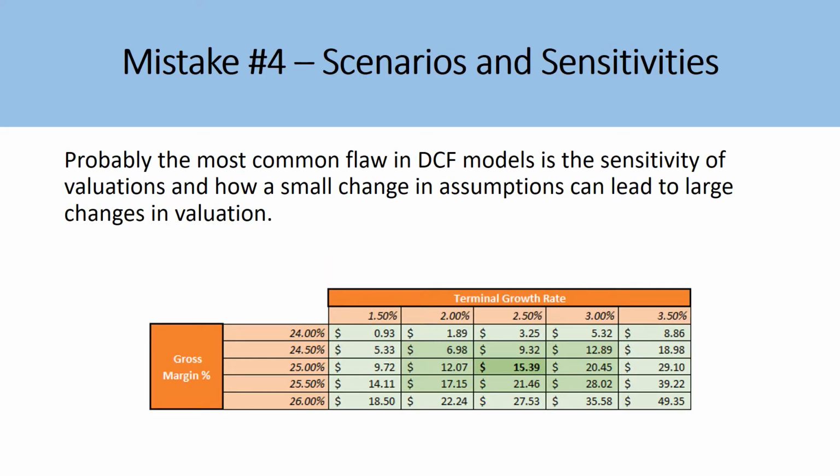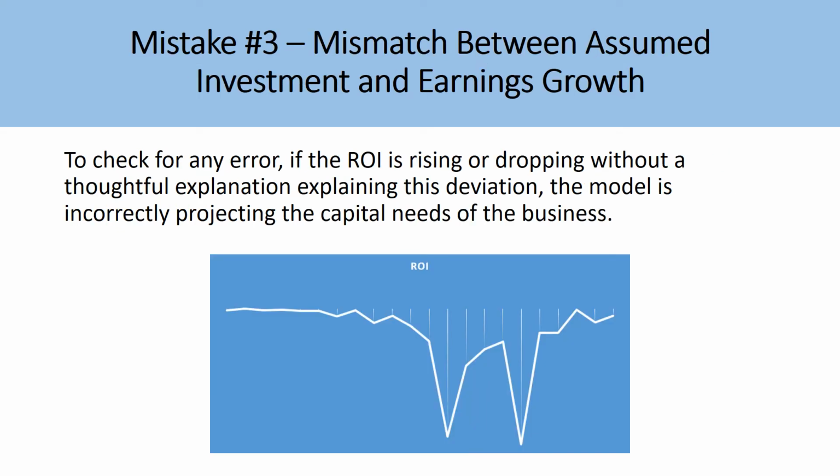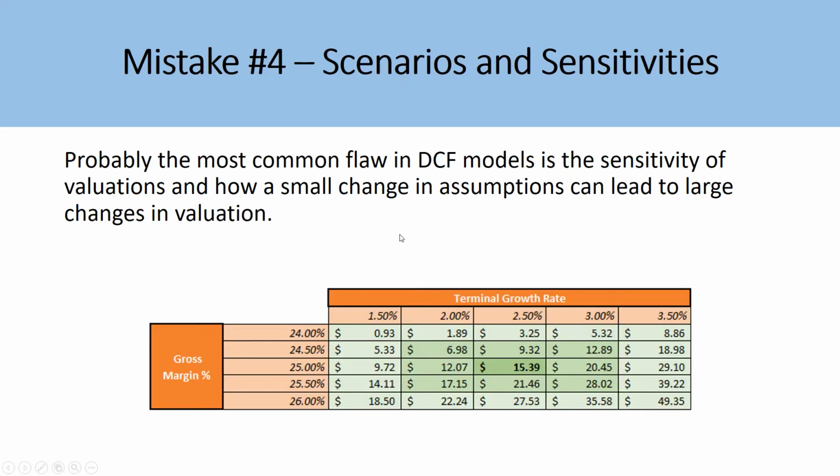Okay, so mistake number 4, the final mistake, covers scenarios and sensitivities. Probably the most common flaw in DCF models is the sensitivity of valuations, and how a small change in assumptions can lead to large changes in valuations. This comes from the same model that I took this ROI line from. I looked at the sensitivity analysis that I had completed for this DCF model, and I actually looked at the numbers. I didn't just look at the center number which I was projecting, but at how the sensitivity impacted the projection.